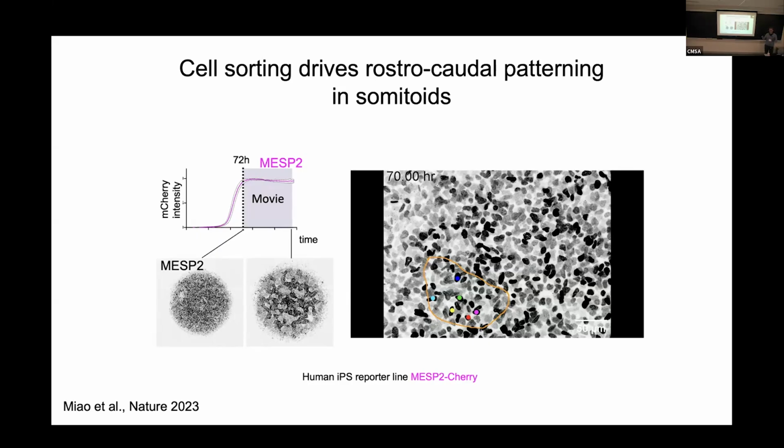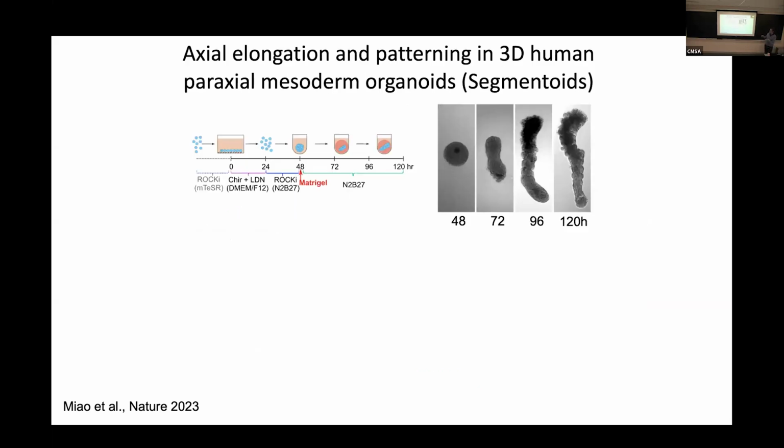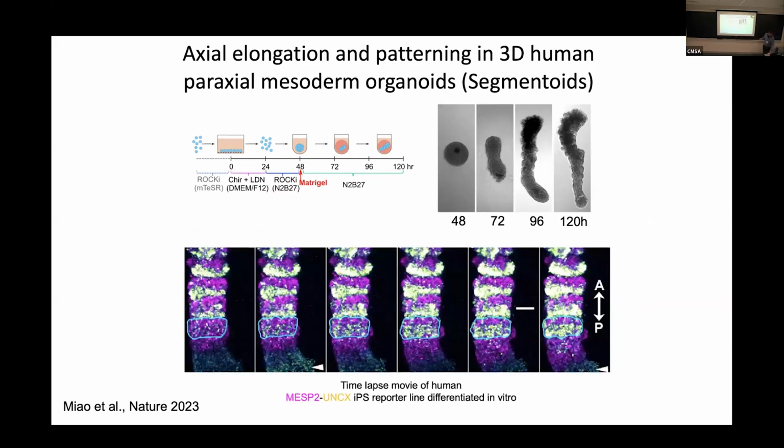Even though it's an artificial system, he has now also developed systems which are much closer to the natural geometry of the embryo. There we can image the same type of sorting in this explant. This is what Yuchuan called the segmentoids, inspired by the gastruloids that you may have heard about. The difference is that you just generate an aggregate of presomitic mesoderm and you put it in Matrigel, and it breaks symmetry and forms this elongated rod of tissue.